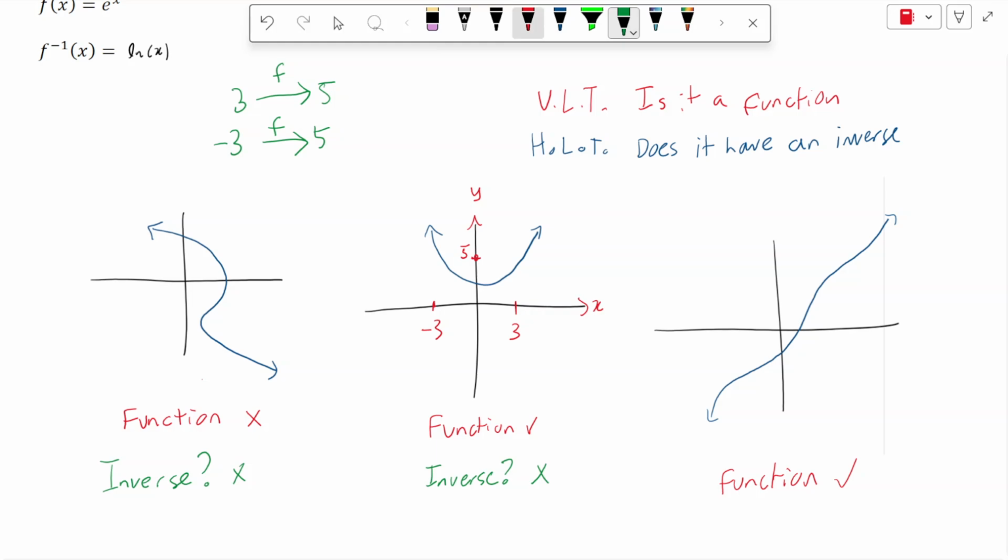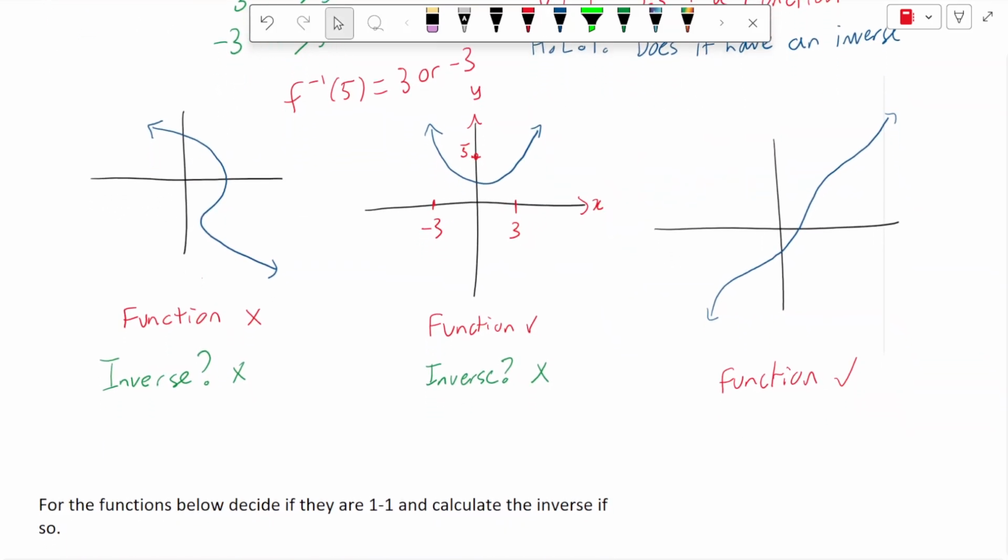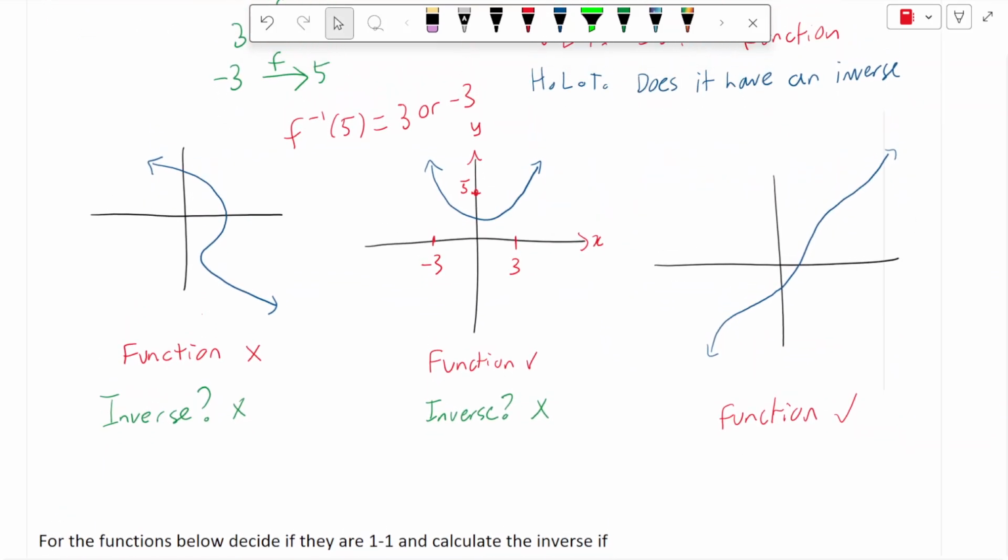So if we try and work out f inverse of 5, it has to be both 3 and minus 3. And we don't like having it be two different things, so that's why you can't have an inverse, because we couldn't decide whether it was 3 or minus 3.